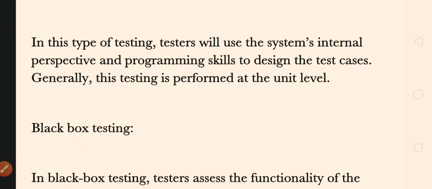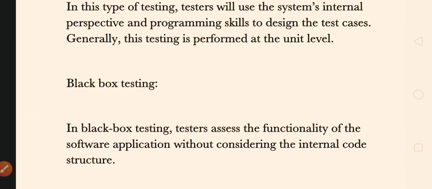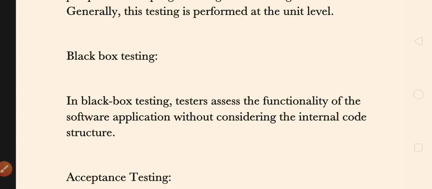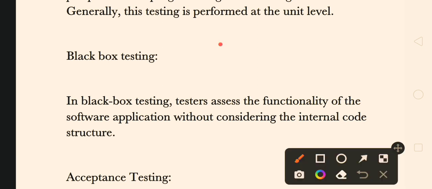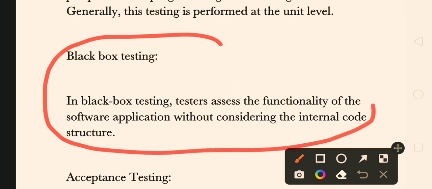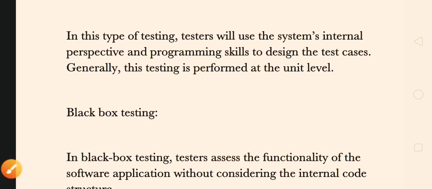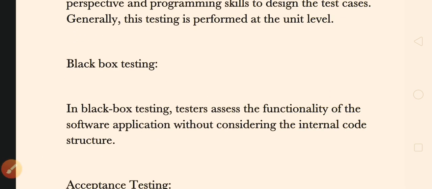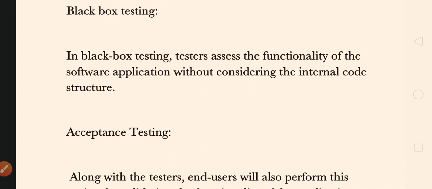In black box testing, the tester assesses the functionality of the software application without considering the internal code structure. In black box testing, we can say that it is the overall testing. No need to gather the internal code structure. But in white box testing, we have to gather the internal code structure. So, this is the main difference between white box testing and black box testing.